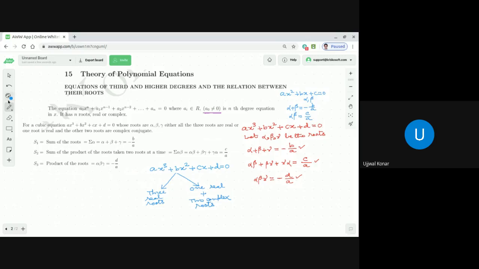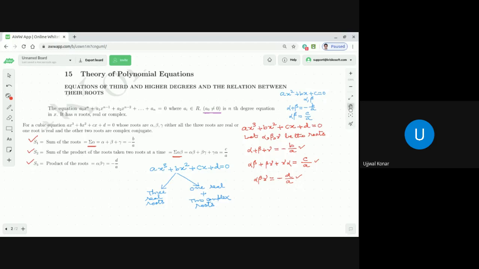And here I mentioned, dear students, that the sum of the roots S1 is equal to sigma alpha. That is a symbolic representation, sigma alpha. That is nothing but alpha plus beta plus gamma, that is equal to minus b by a. Then S2, that is the sum of the products of the roots taken two at a time, symbolic representation is sigma alpha beta. That means actually alpha beta plus beta gamma plus gamma alpha. That is equal to c by a. And then comes S3, the product of the roots, alpha beta gamma, that is equal to minus d by a.